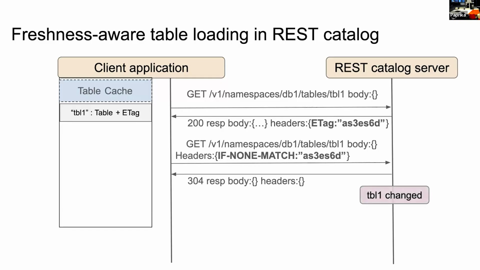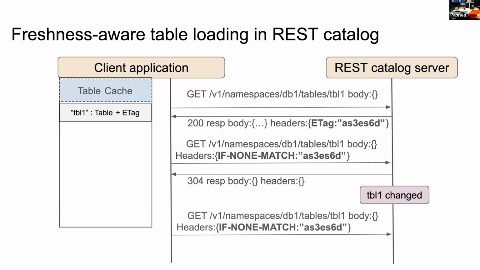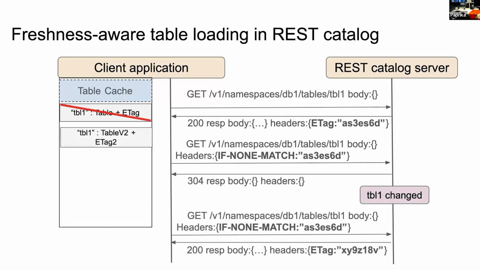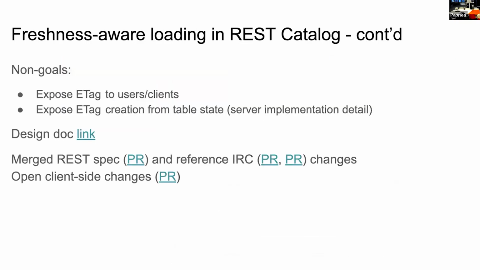So what happens if there is another client that changes your table in the REST catalog? Then, well, your cache got stale, right? So with the next load table, you still include the very same eTag that you had in the cache, but it won't match the one on the server side. So the server will decide to send you the new metadata with a new eTag, a new value, and you have to update your cache, put your new table object and the new eTag into the cache. So this is something we call freshness-aware loading.